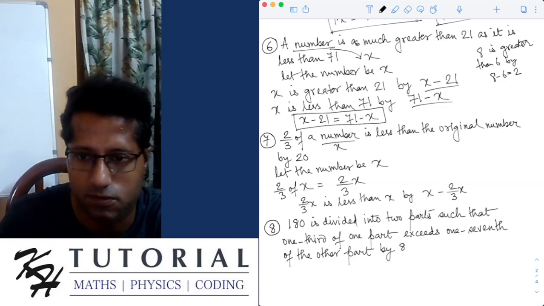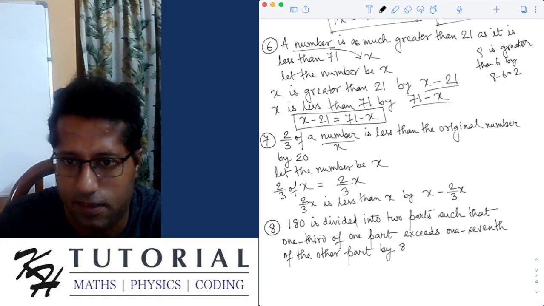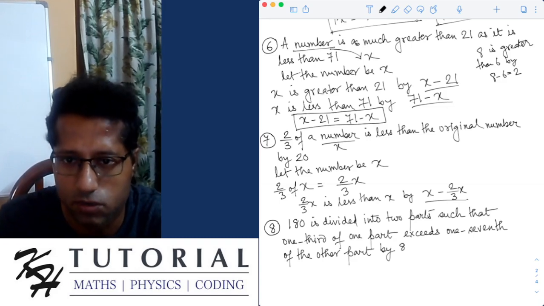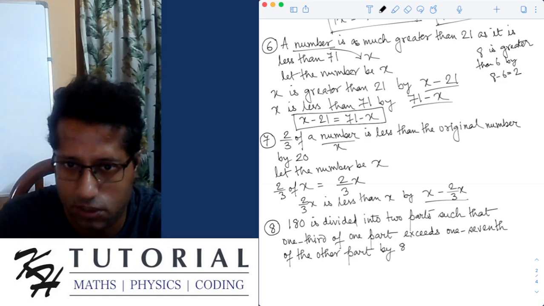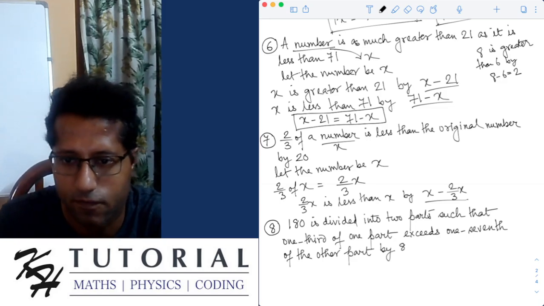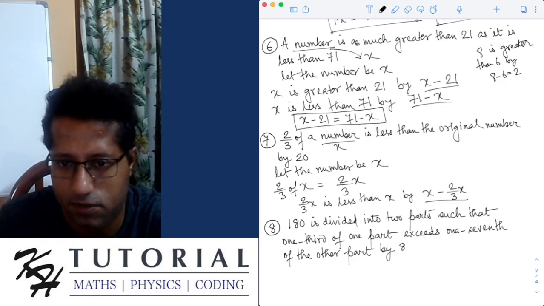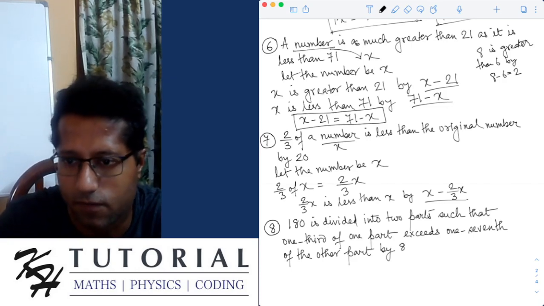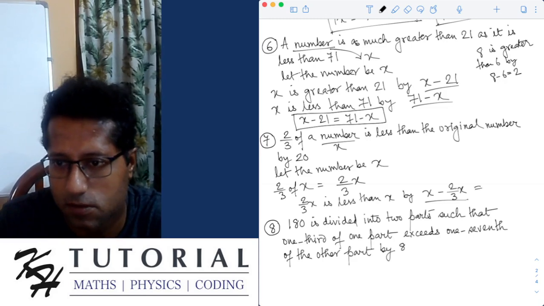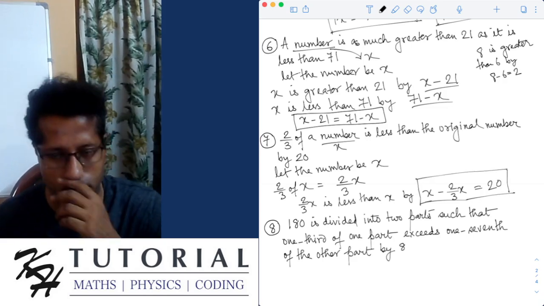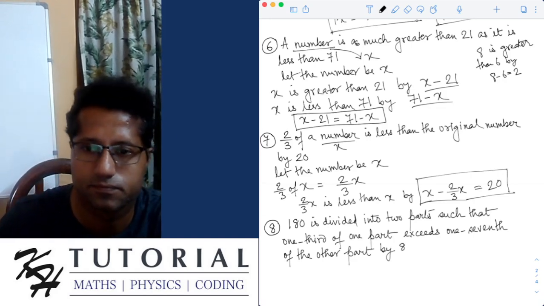So x minus 2/3 x. Now it is saying that this is equal to 20, because it is saying that 2/3 of the number x is less than the original number by 20, and we have already found that 2/3 x is less than x by x minus 2/3 x. So we can say that x minus 2/3 x should be equal to 20, and this is the linear equation. X minus 2/3 x equals 20.